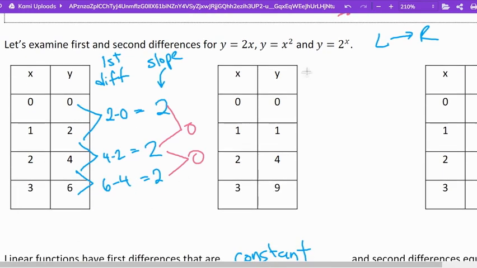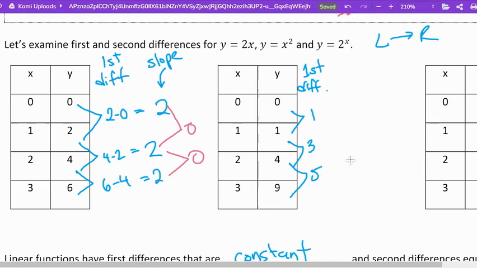So let's do this one that you all said, oh, it's x squared. Why? Well, because. So again, are the x's going up by 1 each time? Good. So I can do this. All right, so let's do the first difference. 1 minus 0, 1, 4 minus 1, 3, 9 minus 4, 5.